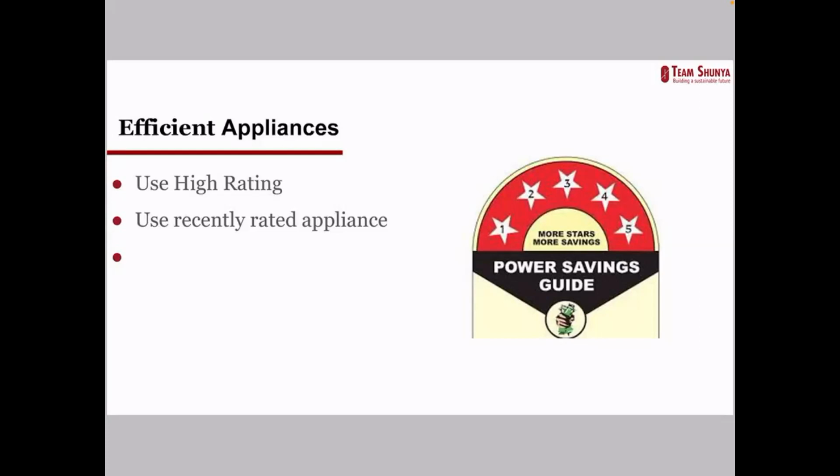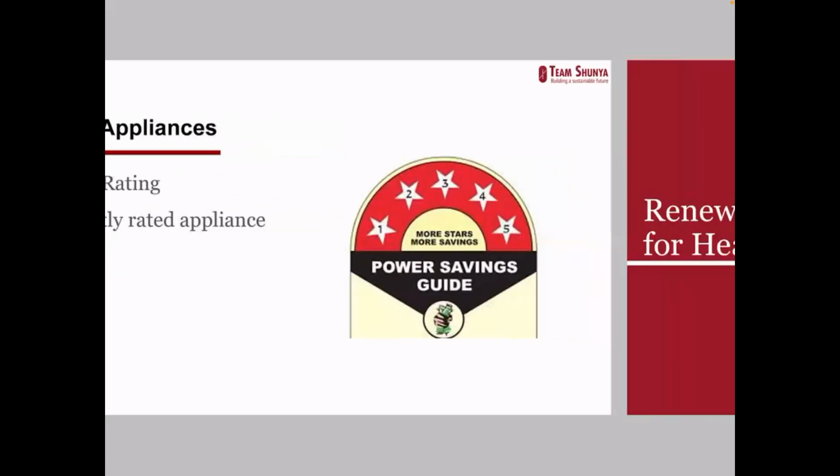And next is using recently rated appliances. If you are using a 5-star device rated in 2020, and a 5-star rated device rated in 2018, there will be at least 50% difference in energy consumption between these two devices. So the most recently rated devices will be more efficient and highly rated. That is the most important part while considering power savings by the energy ratings.